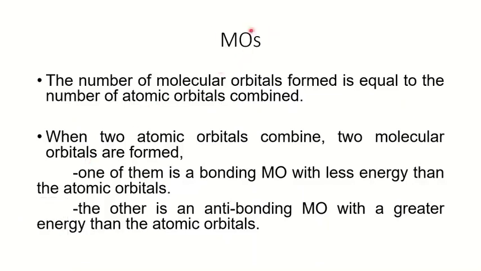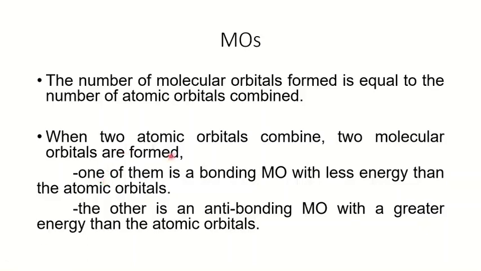Let us look at some aspects of molecular orbitals. The number of molecular orbitals formed is equal to the number of atomic orbitals combined. We just saw that. So if there are two atomic orbitals combining, there will be two molecular orbitals. And if n atomic orbitals are combining, there will be n molecular orbitals. Among these formed molecular orbitals, there could be bonding molecular orbitals, anti-bonding molecular orbitals, or non-bonding molecular orbitals.